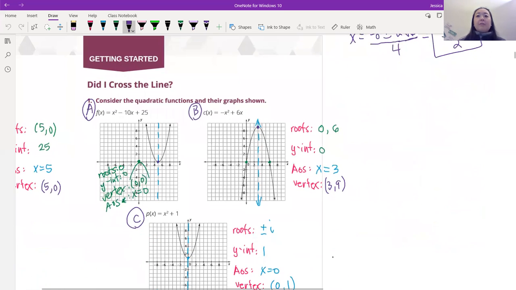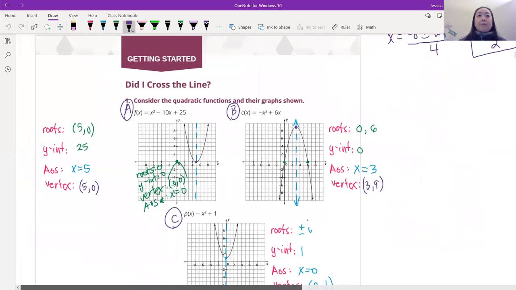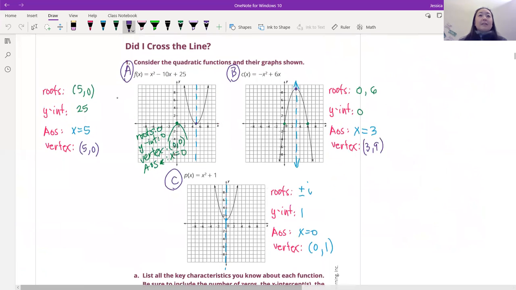All right. So if you look over here, from way back in the day. All right. So if you look right here, we wanted to know the roots, the y-intercept, the AOS, and the vertex, right? And we did that for all 3 of these. There's actually nothing really to calculate because we have a graph. It's already given to us. So it's just visual. You're just looking at it, right?